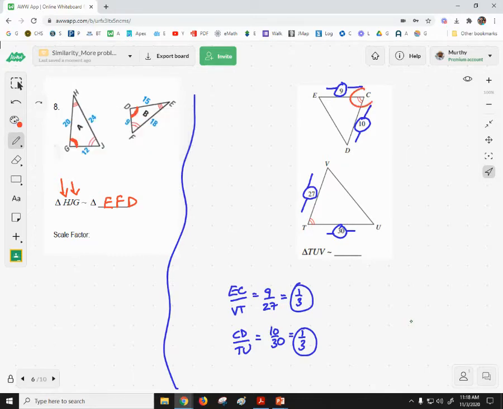marked with 2 lines here, and I see that angle T is also marked with 2 lines. Therefore, these 2 markings show me that these 2 angles are equal. Therefore, these 2 triangles are similar by SAS. I see that here angle C equals angle T, and sides are proportional, and here the angle is equal. Therefore, by SAS similarity, these two are similar.